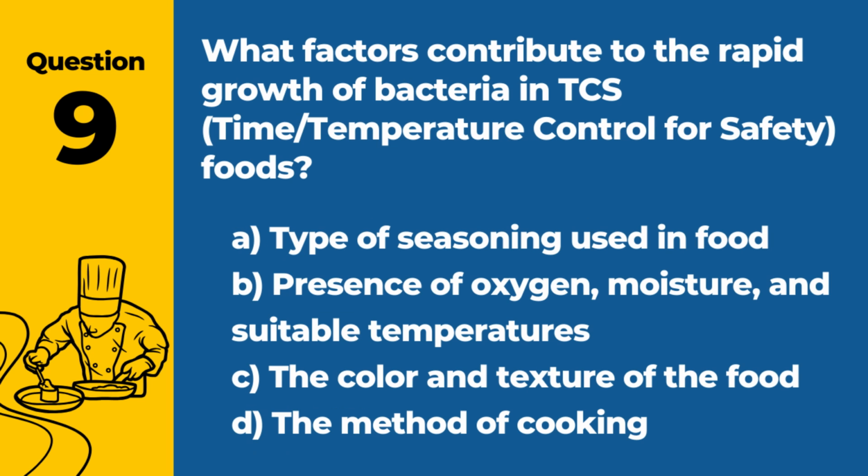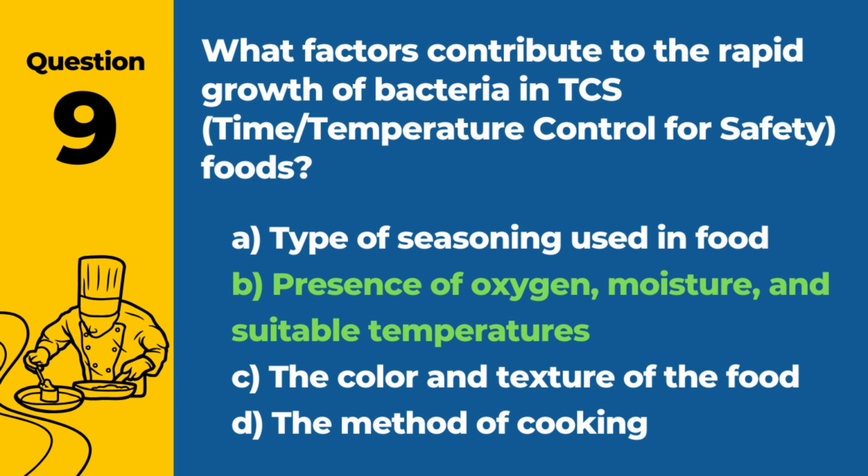Question 9. What factors contribute to the rapid growth of bacteria in TCS, time/temperature control for safety, foods? A. Type of seasoning used in food. B. Presence of oxygen, moisture, and suitable temperatures. C. The color and texture of the food. D. The method of cooking.